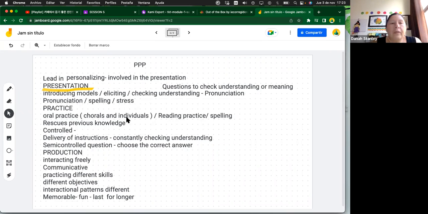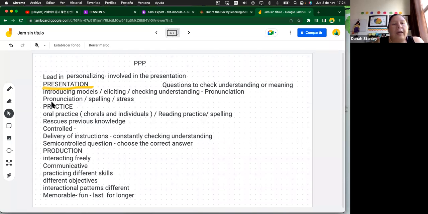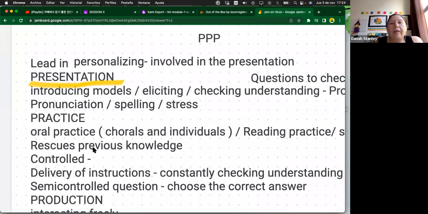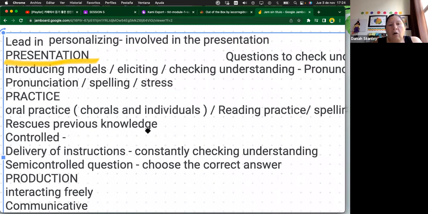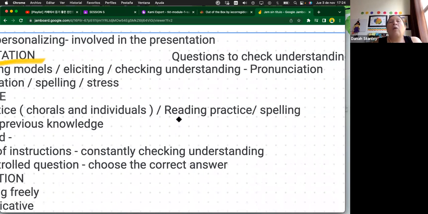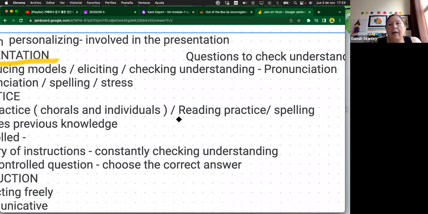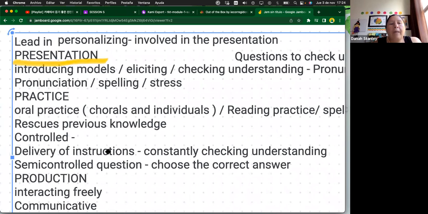Afterwards, they had practice. In this case, the teacher was not introducing grammar. He was presenting just vocabulary. So after the presentation, they have the practice. They had practice, yes, oral when repeating in chorals and individuals, when they were reading the word, for checking the spelling, and he was rescuing previous knowledge, schemata.